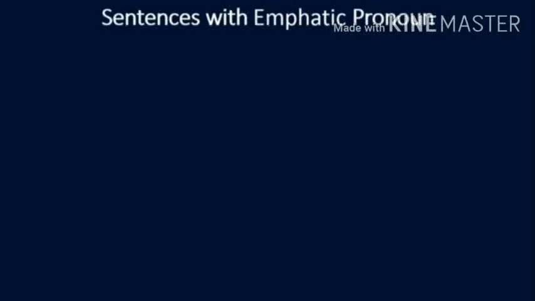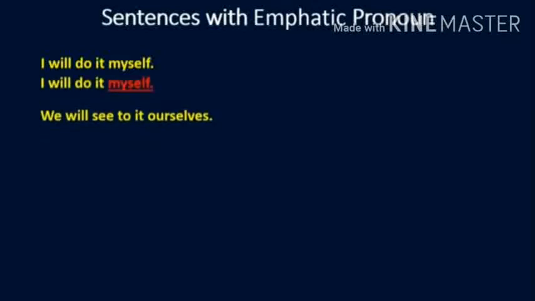Now we shall see some sentences with emphatic pronouns. I will do it myself. So here, I don't want anybody's help. So I'm giving importance by writing I will do it myself. I'm giving importance to I. So myself here is an emphatic pronoun.